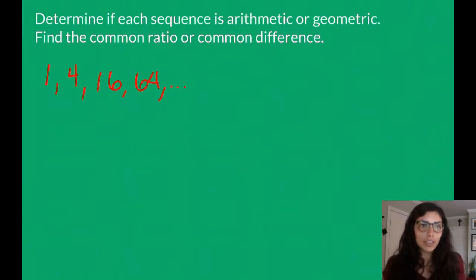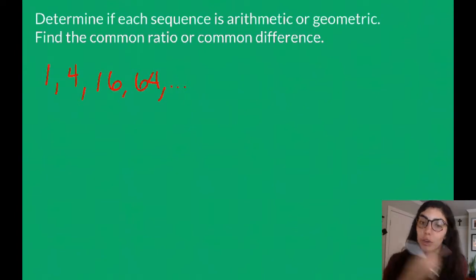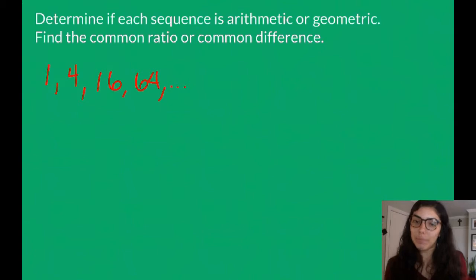If we're looking at this one and thinking that maybe it's arithmetic, we would say, okay, to go from 1 to 4, I have to add 3, which means I would add 3 every time. 1 plus 3 is 4, good. 4 plus 3 is 7. 7 is not what I have next in my list. So this is not an arithmetic sequence, so we try geometric.